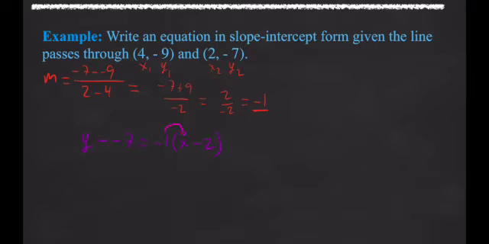We want to distribute. This would be y minus negative 7, which is y plus 7, equals -x plus 2, because -1 times -2 is positive 2. Subtract 7 on both sides. So we have y equals -x minus 5. And that is in our slope-intercept form because it's solved for y. Remember, y equals mx plus b. That is the goal for that.